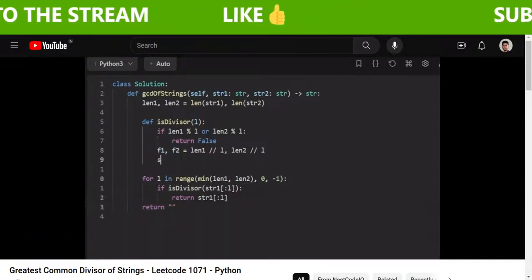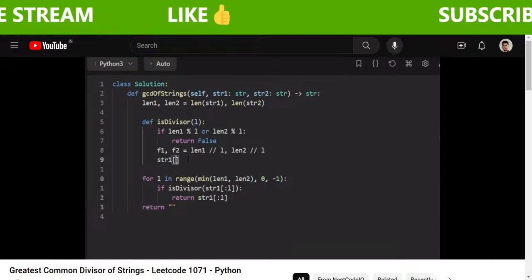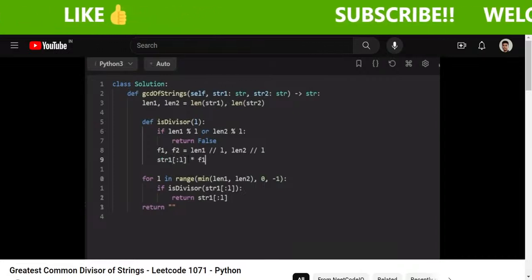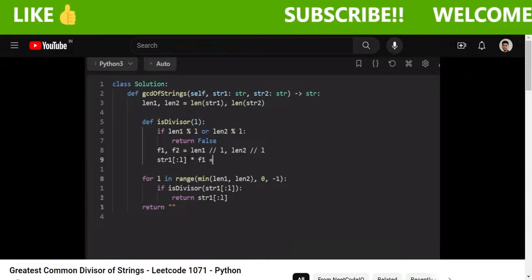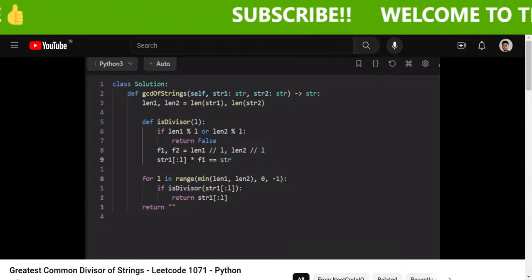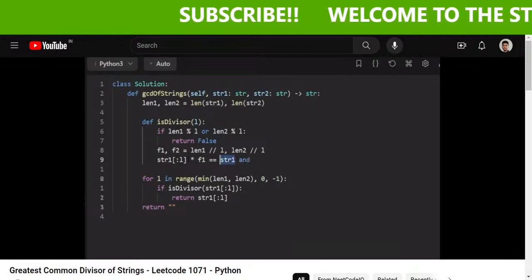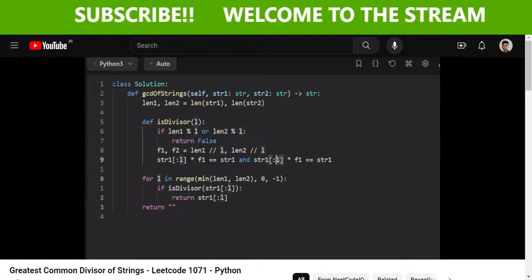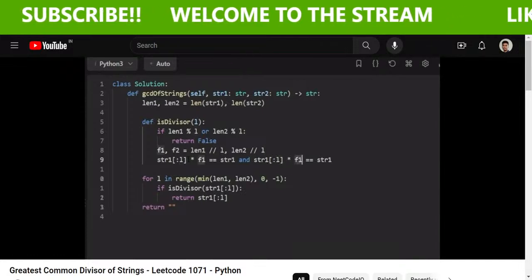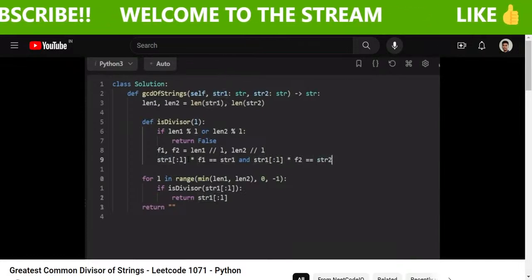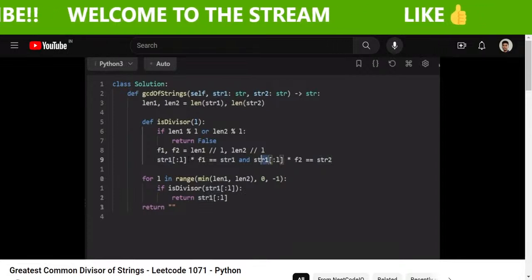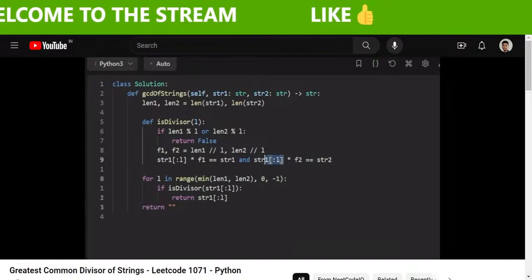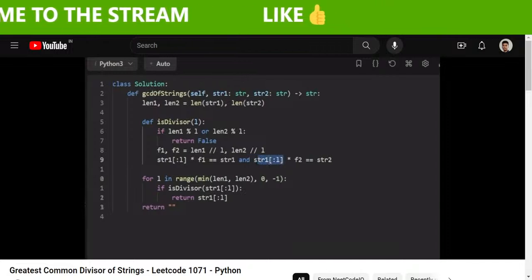So when we take that substring we were talking about, our candidate L, we're going to multiply that by F1, and we want to make sure that this is equal to string 1. And we also want to make sure that this is true for string 2. So here we just changed this to F2, and we changed this to string 2. You could say we need to change this to string 2, and it would work, but it'll work in both cases, because remember, our candidate is going to be the same for both strings anyway.